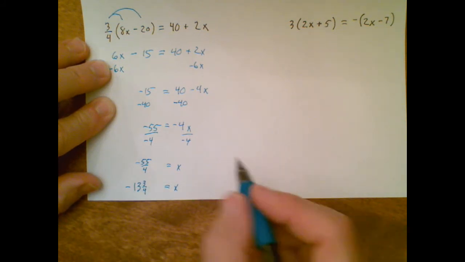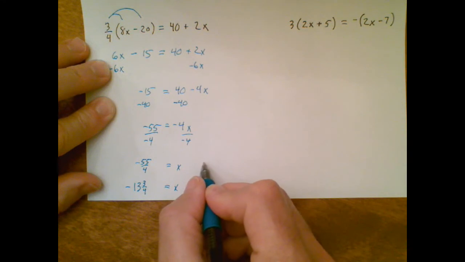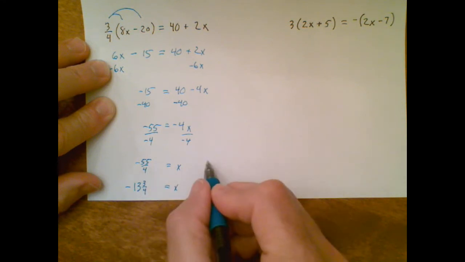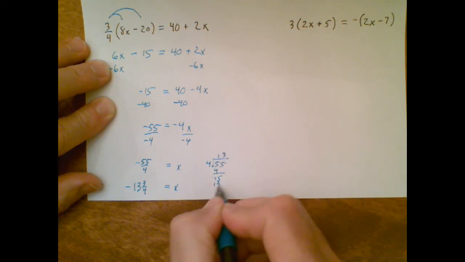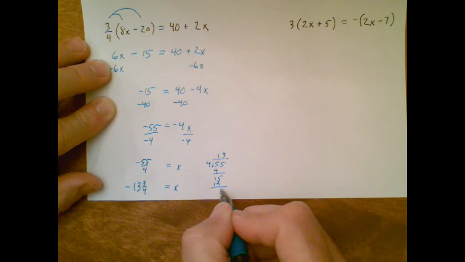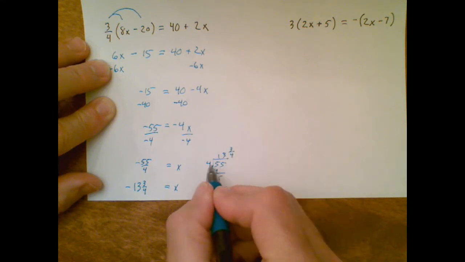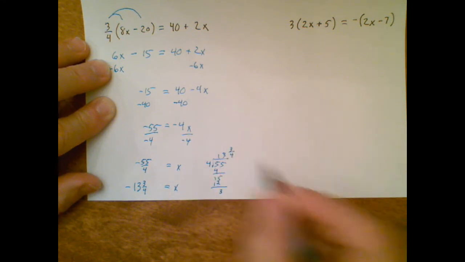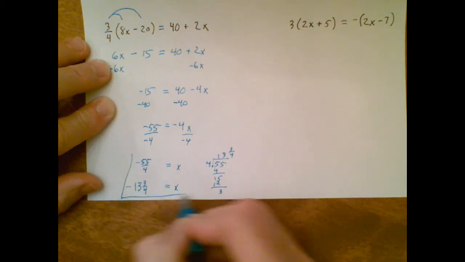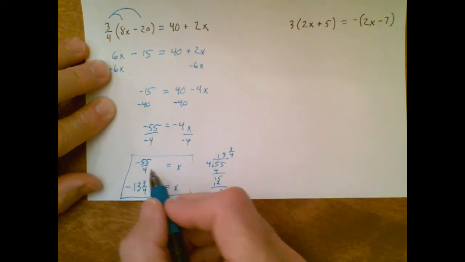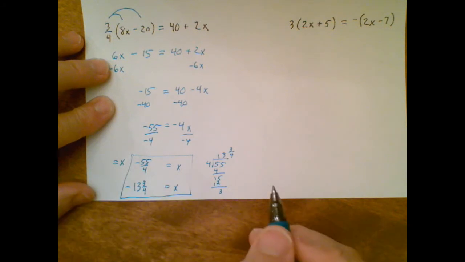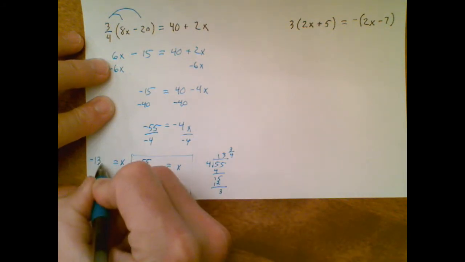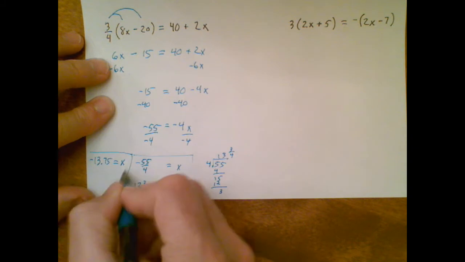If you're wondering how I would get that without a calculator, I would do this. I would say 55 divided by 4, and I would do a little long division. I have a remainder of 3 divided by 4. Or you could just do the 55 divided by 4 on your calculator. You might like that better. 55 divided by 4 is going to give you a negative 13.75. Another valid answer.